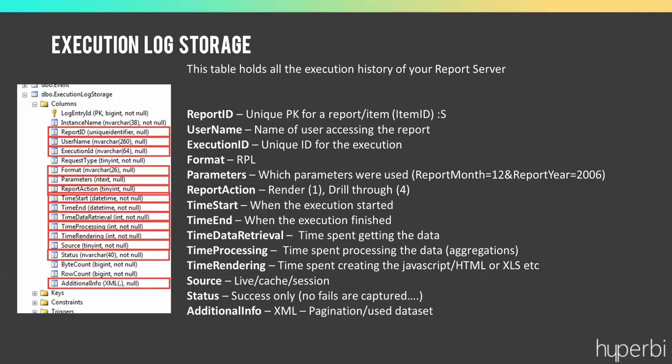Yep, okay, so now the execution log storage. Now this table holds all the execution logs for your report server. So every time you run a report, this is where it's stored. Now this holds the report ID. So this is where you need a map for report server because the naming conventions are poor. So report ID here actually relates to item ID in catalog. It's just some bad naming by Microsoft on there.